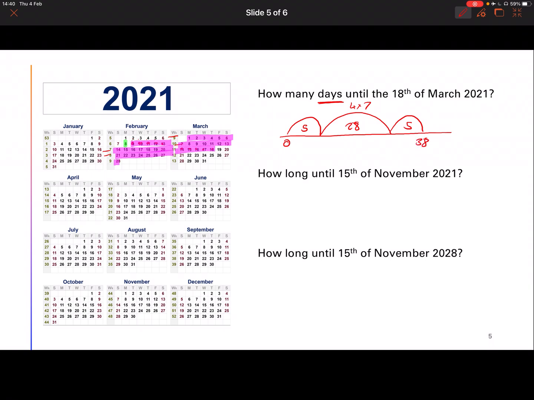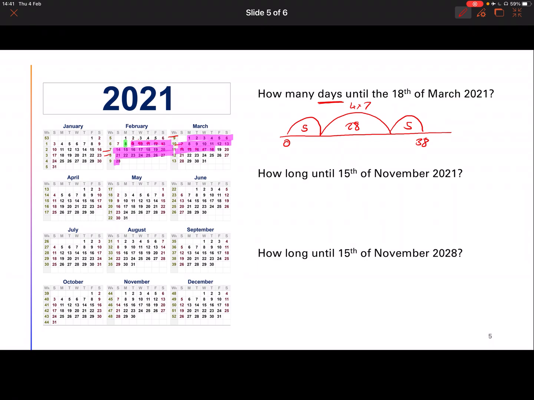How many days until the 18th of March 2021? 38 days. I suggest you do not count the day that you're on, but you do count the day that you're going for. Depending on the real life circumstance, you may or may not do that, but that's what I'm asking you to do today. I'm also asking you, if it is not Monday the 8th when you do this piece of work, can you pretend that it is Monday the 8th? Otherwise it's going to make marking terribly hard, because I don't know whether you got it right or wrong, depending on when you did the piece of work. So pretend it's the 8th.